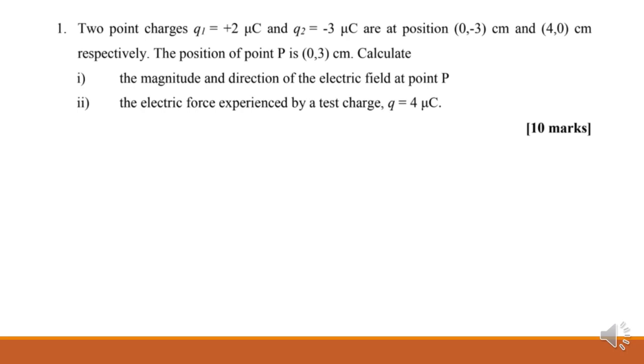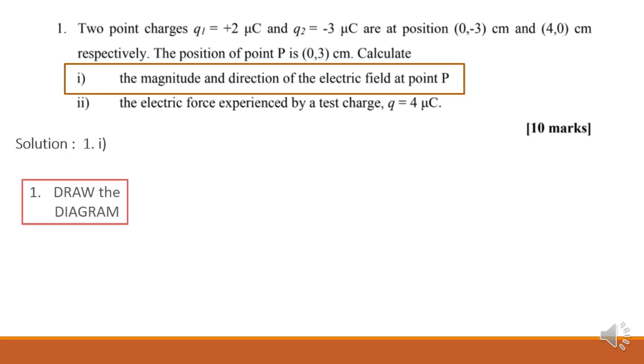First, we have to calculate the magnitude and direction of the electric field at point P, and then we have to calculate the electric force experienced by a test charge Q equals to 4 microcoulomb, and the marks located here is 10 marks. Okay, we'll start with the first question.